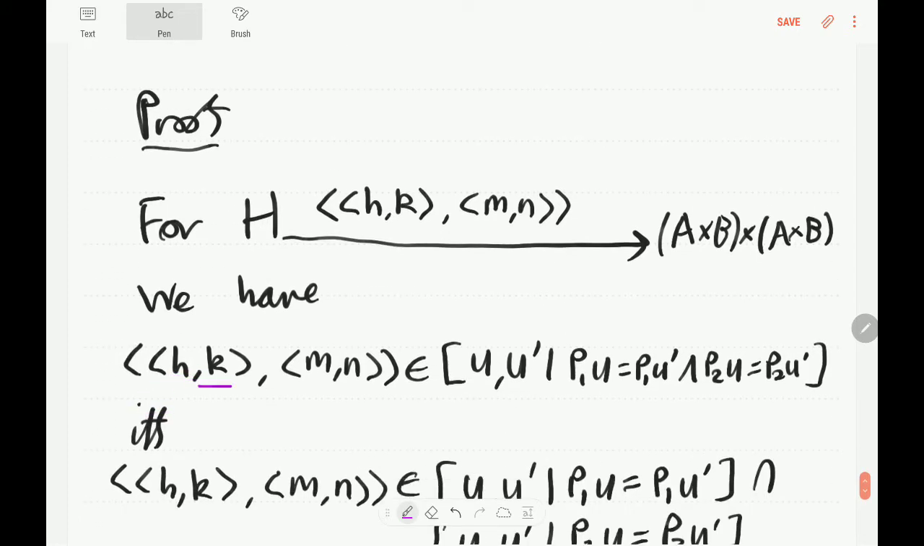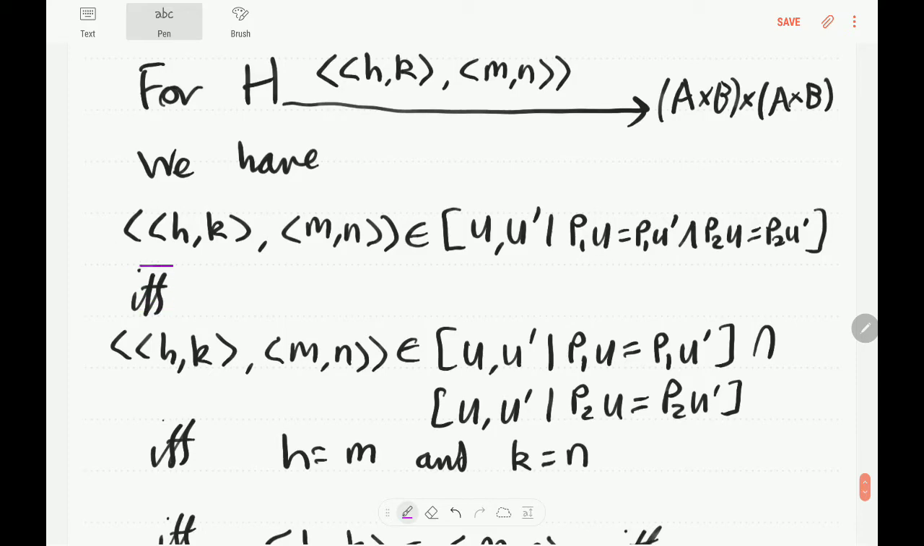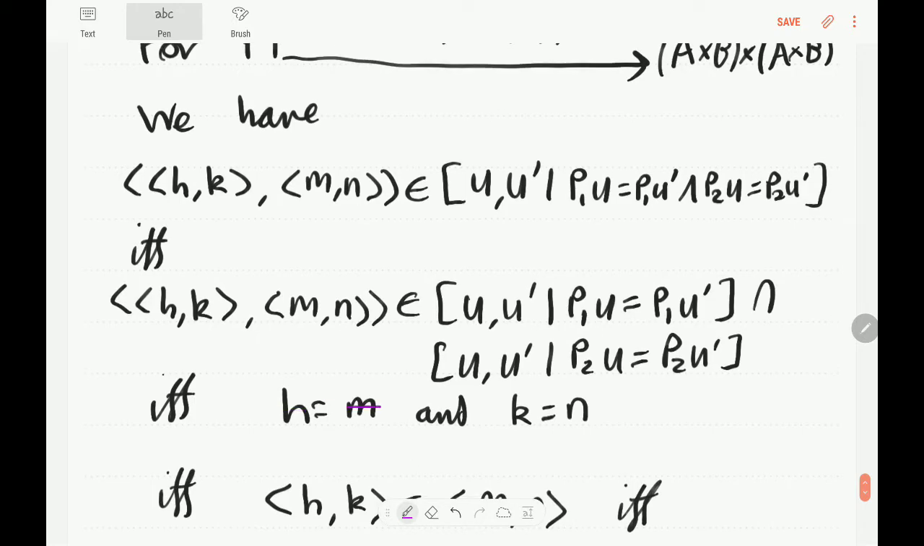Suppose we have a general arrow h comma k comma m comma n in such an extension, and then we want to show it's in the extension of the thing on the right, and that'll finish our proof. So we'll suppose that h comma k comma m comma n is in the extension of p1u equals p1u dash and p2u equals p2u dash over u and u dash. Now that holds if and only if this arrow is in the intersection of the extension of p1u equals p1u dash and p2u equals p2u dash. Now I claim that happens if and only if h equals m and k equals n. Just to see this first bit, I claim that this arrow is in this first extension if and only if h equals m.